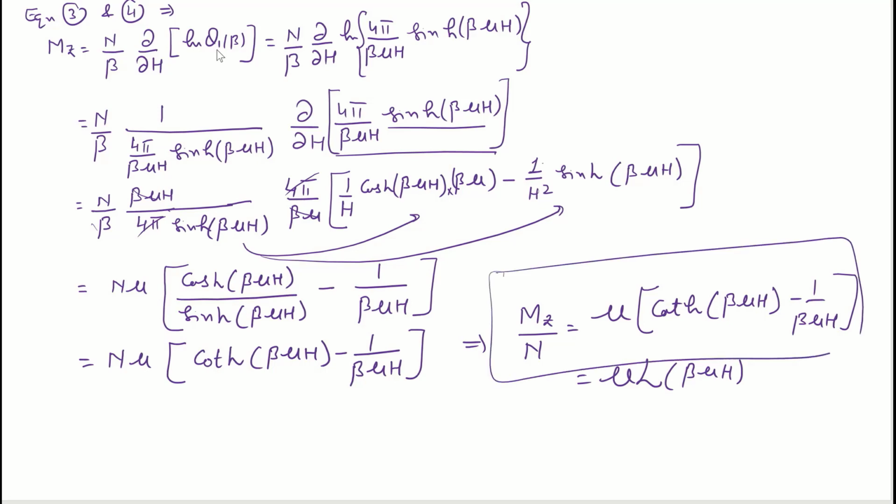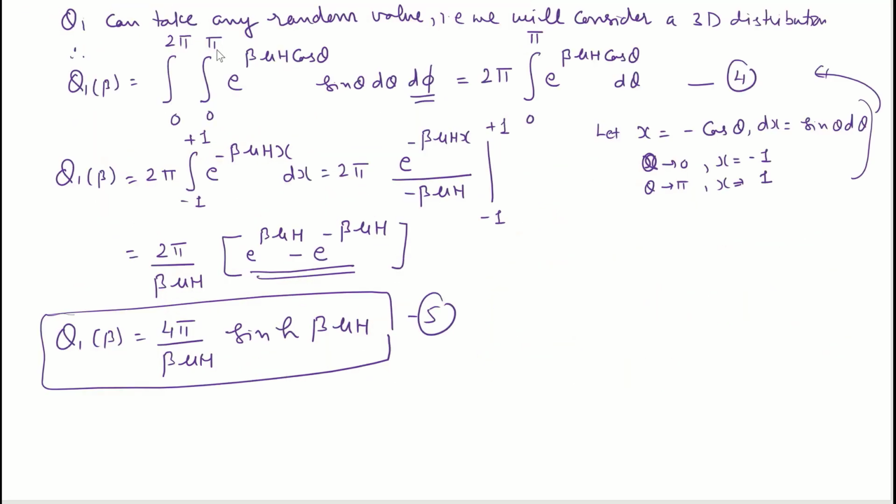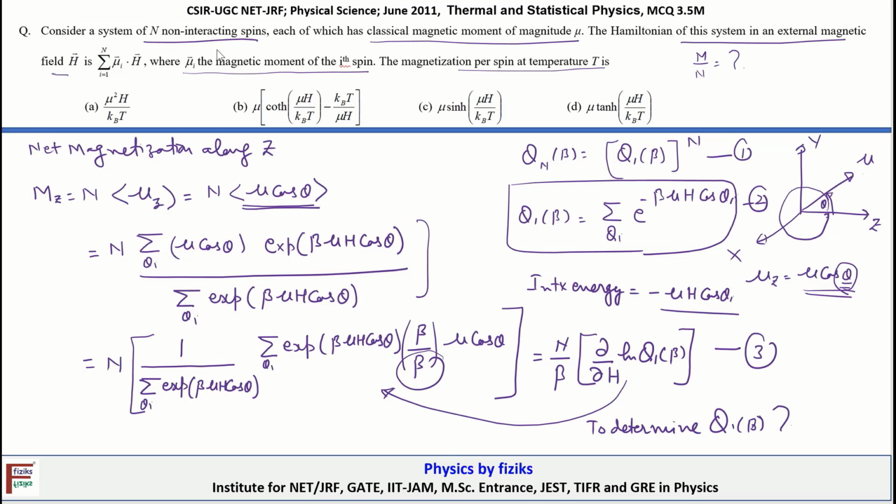Okay, so let's take a look at the options which are given to us. Yes, this is option B here. So mz by n is equal to mu cotangent hyperbolic beta mu h, which is mu h by kT, minus 1 upon beta mu h, which is kT by mu h. So therefore B is the correct option here.